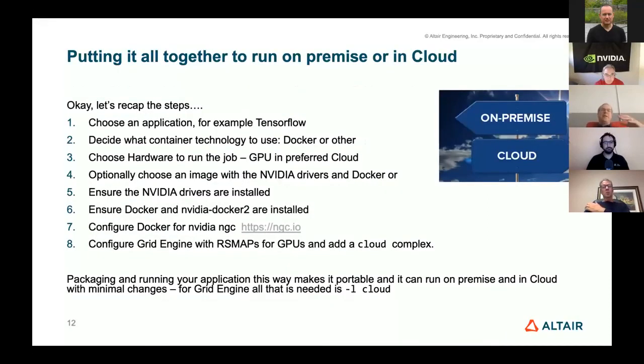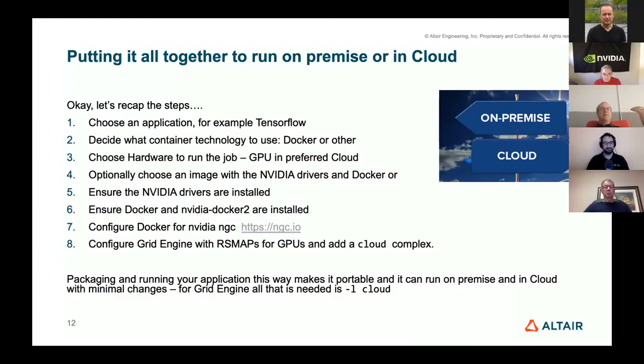So I know I went through this pretty fast, but I wanted to give you a high-level overview. So the basic workflow, basic idea, let's recap. You choose an application. You have to choose what kind of technology to use for your containerization, Docker or something else. Choose the hardware. You can use a GPU on-prem or even in the cloud if you don't, for example, have an A100, because some of the cloud vendors do have them. Optionally, you choose an image with NVIDIA drivers and Docker, or you can create your own image. That requires a fair amount more work, so I suggest you start with an already pre-existing image.